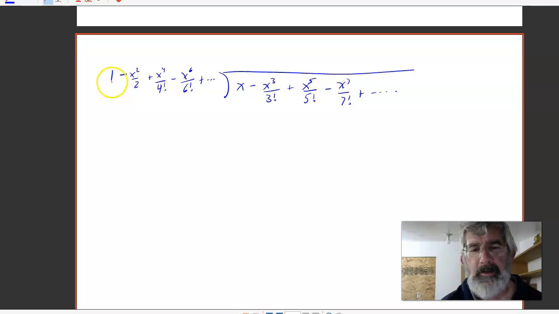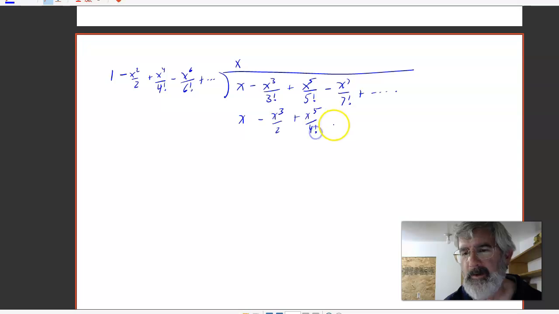So I say how many times does 1 go into x? It goes in x times. And then I do x times all this stuff. So I've got x minus x cubed over 2 plus x to the 5 over 4 factorial plus, no.